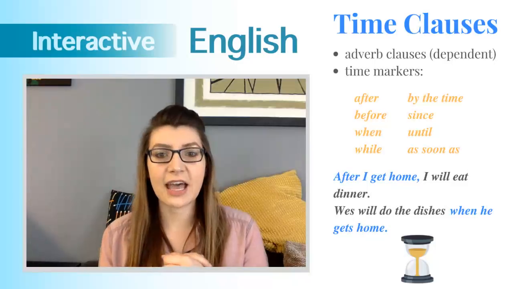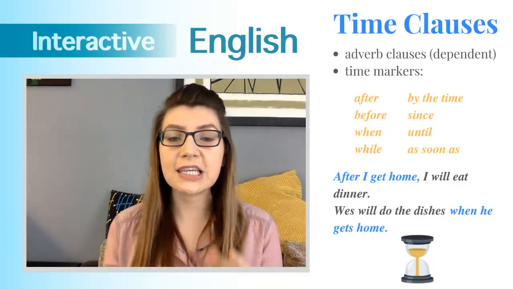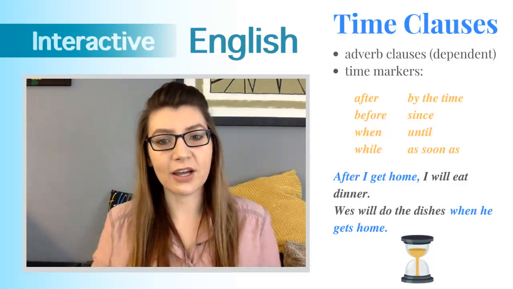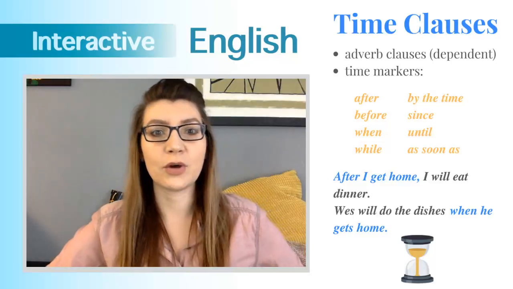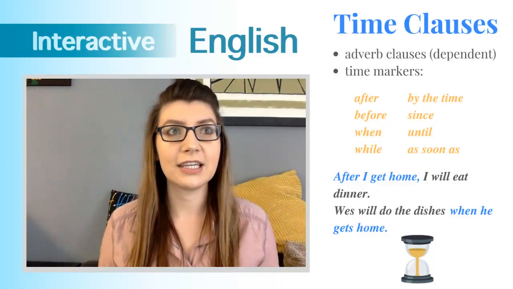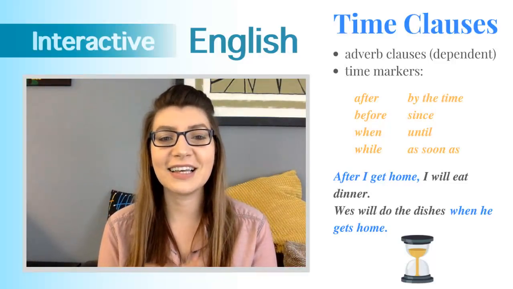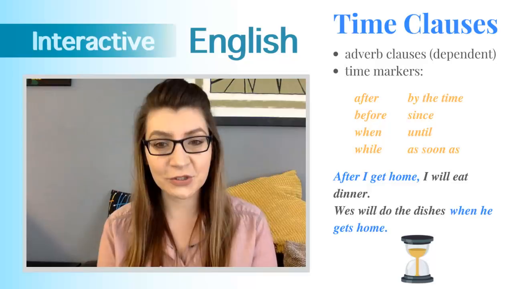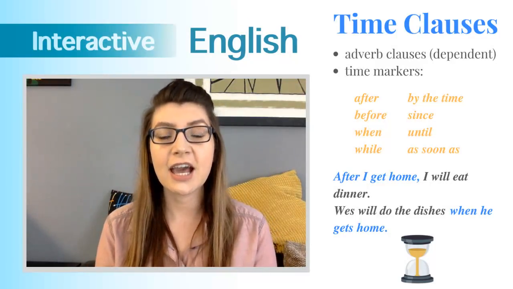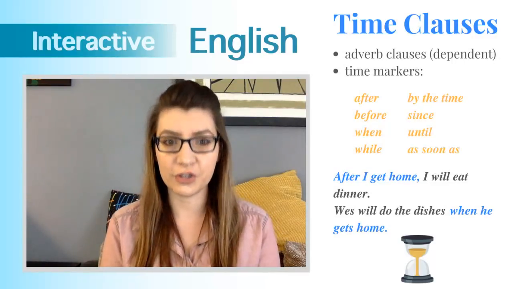The first one is, after I get home, I will eat dinner. And as you can see in blue, I've marked the time clause, after I get home. Second one, this one's my favorite because Wes, and it's Wes's favorite too. He loves to do dishes, you guys. He loves it. He does them all the time. It's the best. Wes will do the dishes when he gets home. This is my second time clause. Both of these time clauses are in the future.